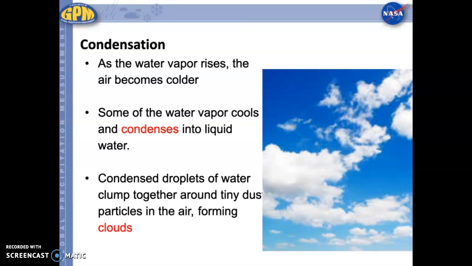The droplets that have condensed are going to start to clump together, and they're going to join up with dust particles in the atmosphere, and that's forming the clouds that we can see. So condensation is happening because the water vapor, which was warm and a gas, is going to start to cool down and form clouds, back into liquid water.